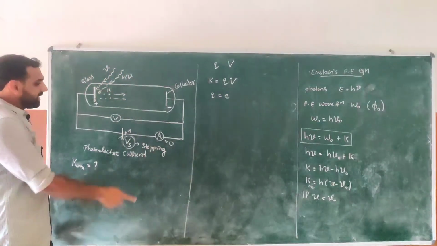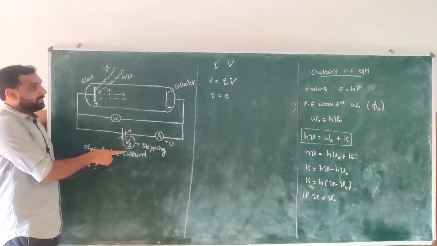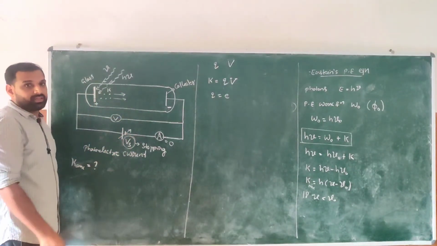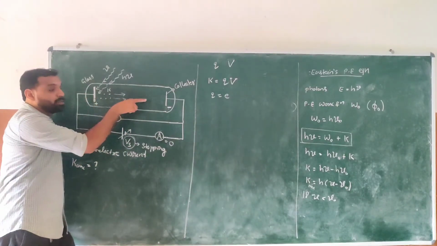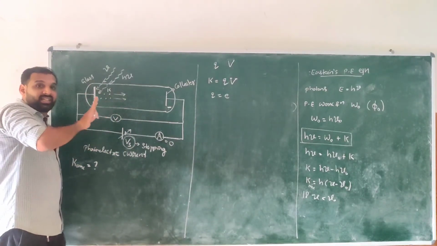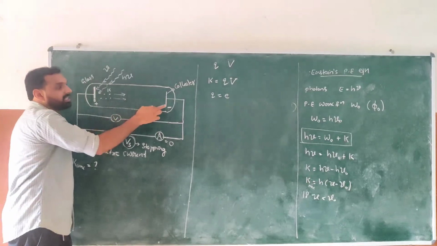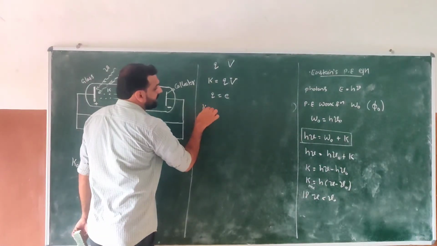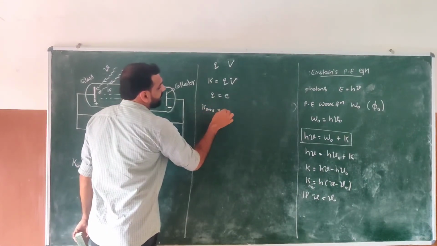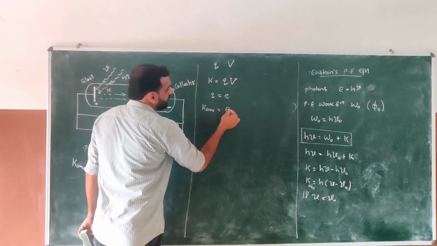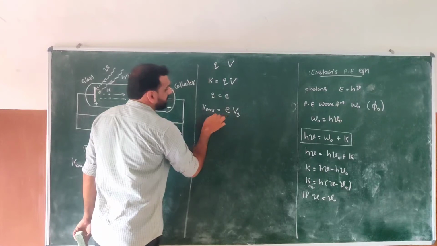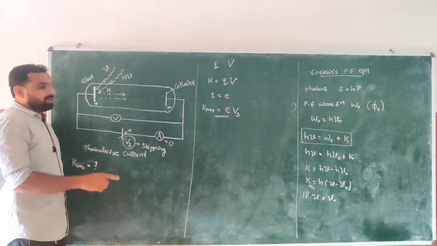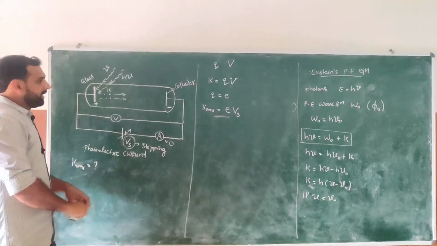And at stopping potential, what is happening? At stopping potential, no electrons will reach the collector. That means the fastest moving electron will be stopped from reaching the collector, and that electron has the maximum kinetic energy. That means K max will be equal to e into Vs. This is the expression for maximum kinetic energy. Is that clear?